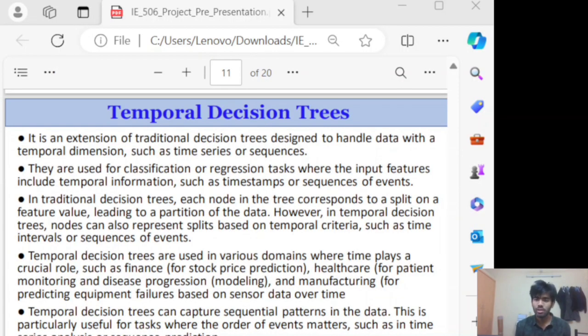So as Pianso explained, when we represent our data in tree-like structures, they are called decision trees. When we introduce a temporal dimension in it, they are called temporal decision trees. The key difference between temporal and traditional decision trees is that in temporal decision trees, nodes can also represent splits based on temporal criteria such as time intervals or sequences of events. So they can capture sequential patterns in the data, and this is particularly useful for tasks where the order of events matters, such as in finance, stock prediction, etc.